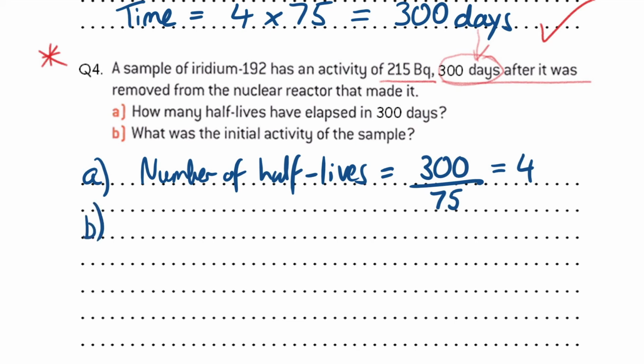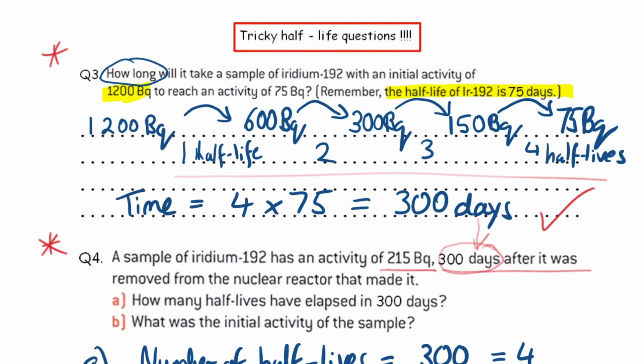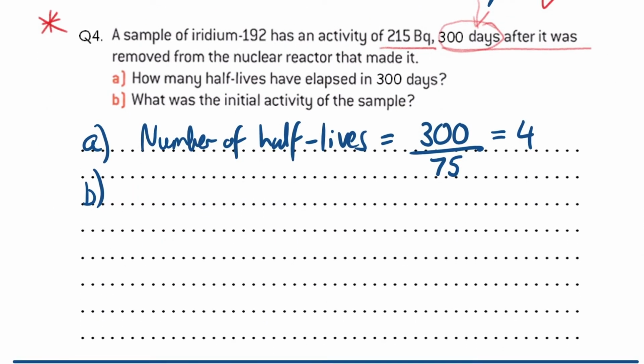Part B. What was the initial activity of the sample? So this time you're going the other way. On the question above, that was our original. So we've got to work backwards. If we're going to work backwards in time, for every half-life we've got to double the value it's given us. It's saying it was 215 after 300 days. So we're going to double 215: 430, 860.